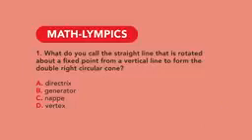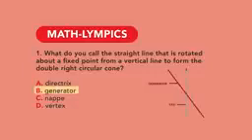Okay, time's up, class. Let us check your answer for the first item. In number 1, the straight line that is rotated about a fixed point from a vertical line to form the double right circular cone is called letter B, generator.